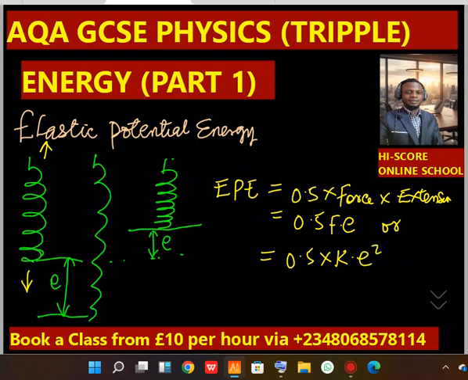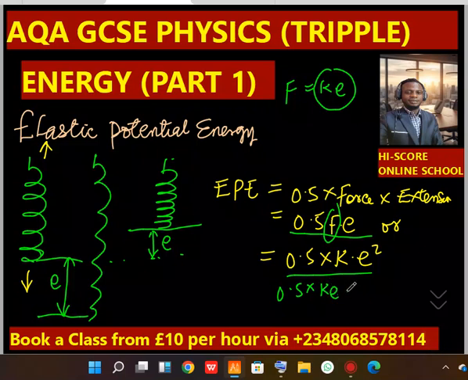Of course, we should not be surprised. This and this are basically the same because both of them are coined from Hooke's law. From Hooke's law, F is equal to ke. So if we replace F with ke in this place, we're going to have 0.5 times ke times e. This still gives us 0.5 ke squared. So this is exactly how we get the formulas for the energies.